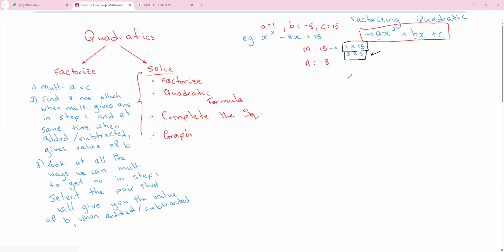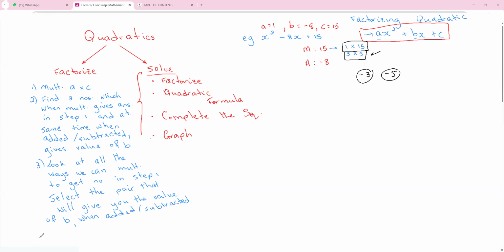Now pay attention to the signs, right? Because remember, it's negative 8. So in order for us to get negative 8, when we add, it means that both of them had to be negative. So negative 3 minus 5, remember we add and keep the sign. So that's how we got negative 8. And then when we multiply those two, we multiplied like normal, but because we had those two same signs, my answer would have been positive, hence positive 15.